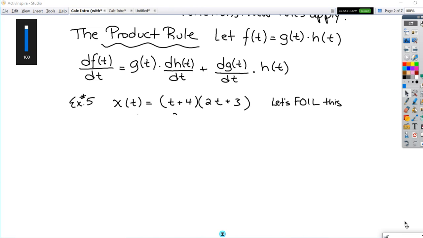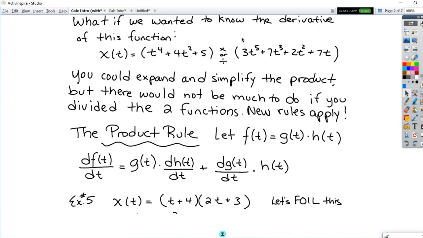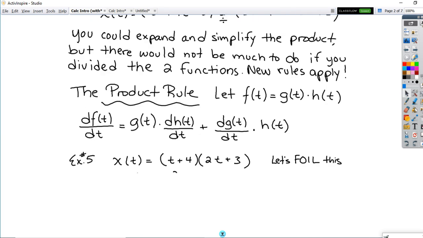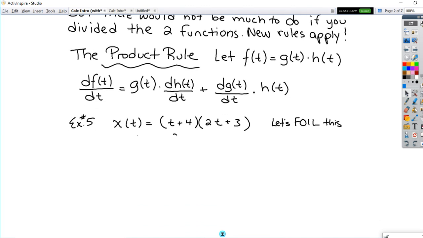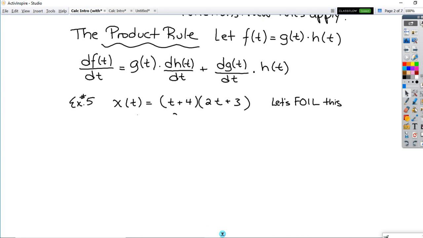Let's try an example. This is example number 5, where the function is t plus 4 times 2t plus 3. Because this is an easier product to FOIL than this one, let's go ahead and FOIL this, so we have another way of confirming that this product rule actually works.